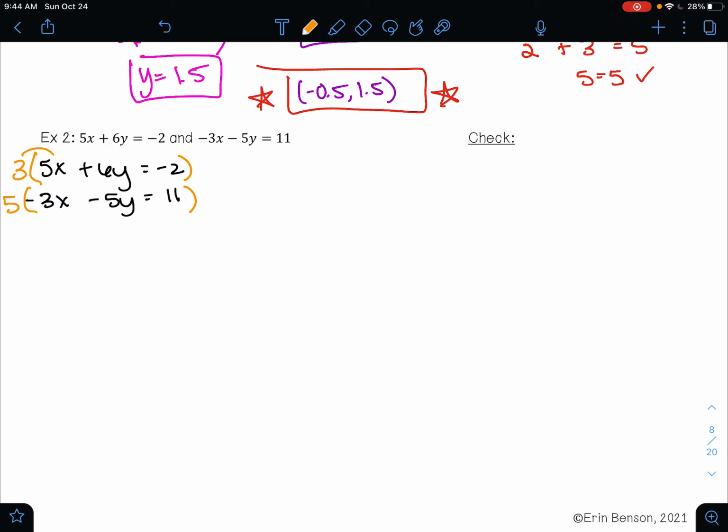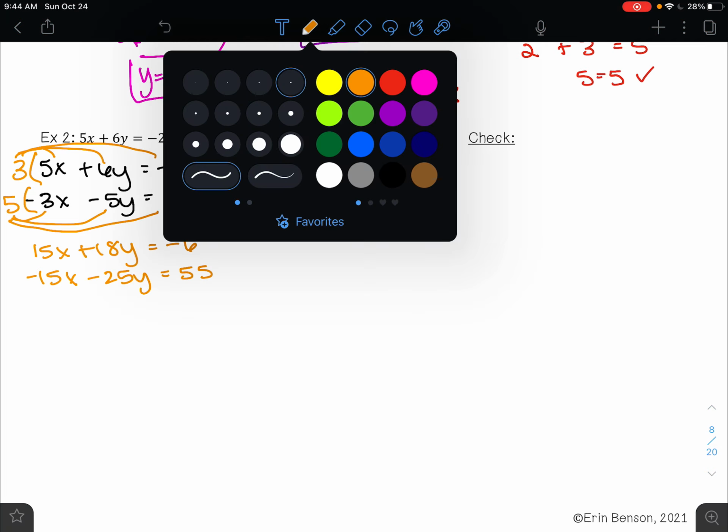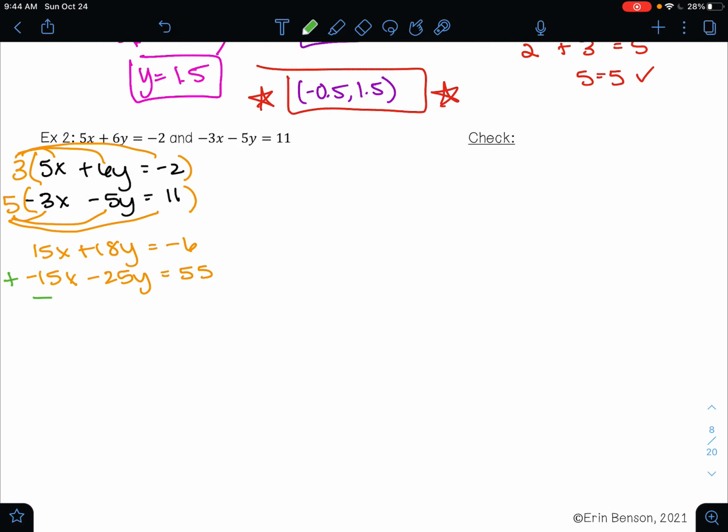So 3 times 5x is 15x, and 3 times 6y is 18y, and 3 times negative 2 is negative 6. 5 times negative 3x is negative 15x. 5 times negative 5y is negative 25y. And 5 times 11 is 55. Now I can add these two equations together because a variable is going to eliminate.